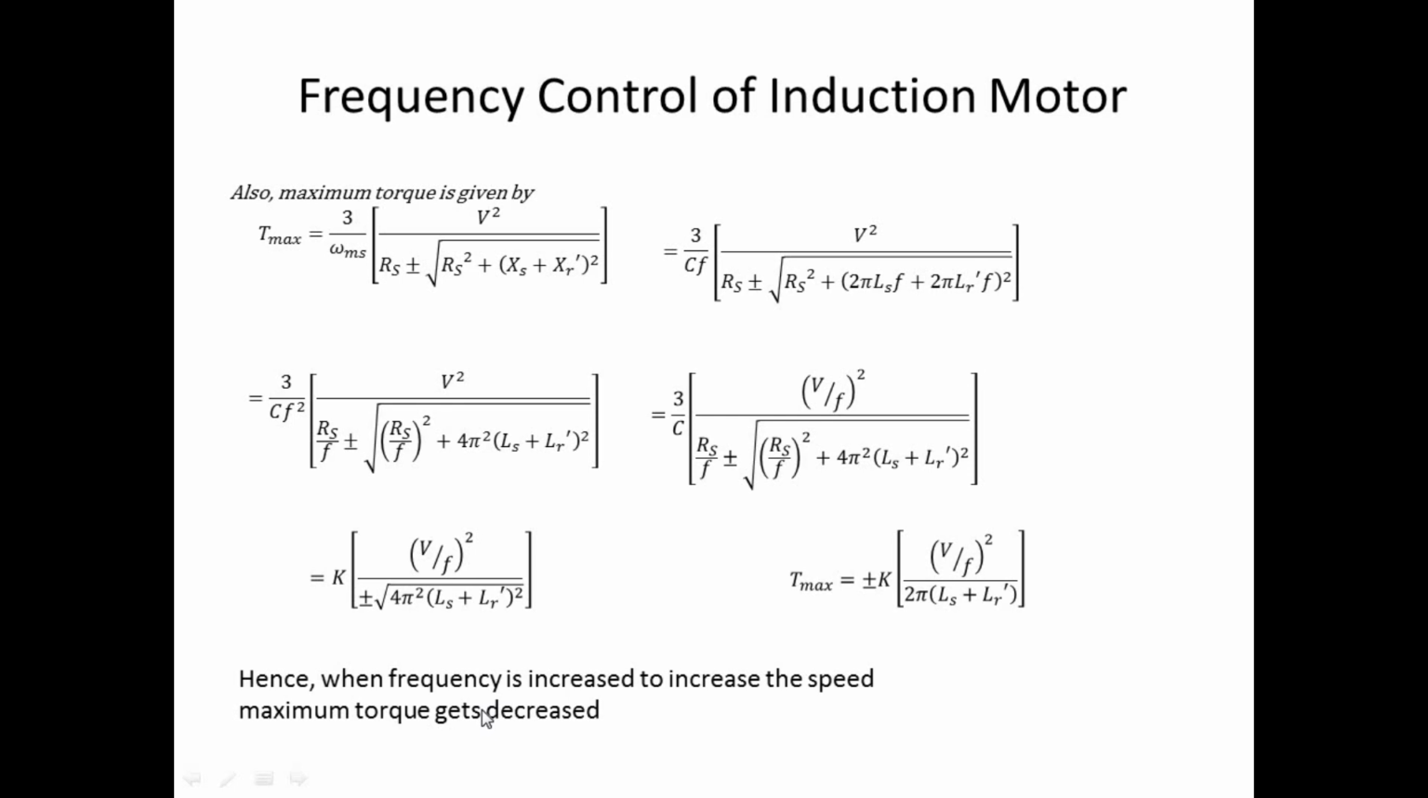So in case of frequency control, both flux and T max will be varying. We cannot maintain flux and T max as rated or constant. They will be decreasing when frequency is increasing. So these two are the demerits of frequency control.